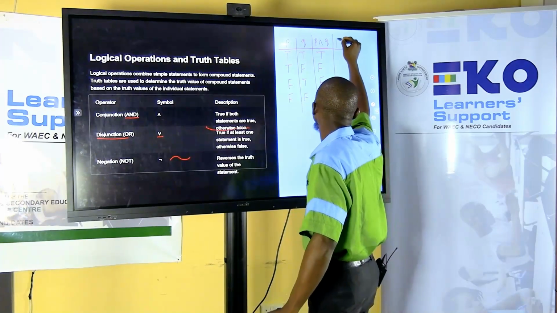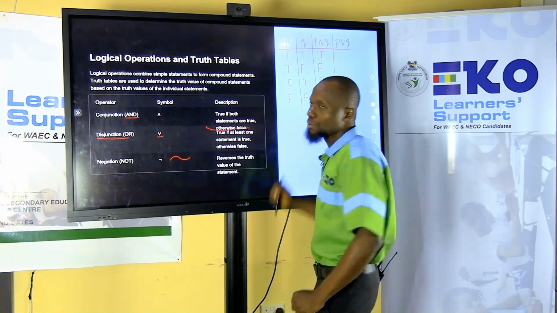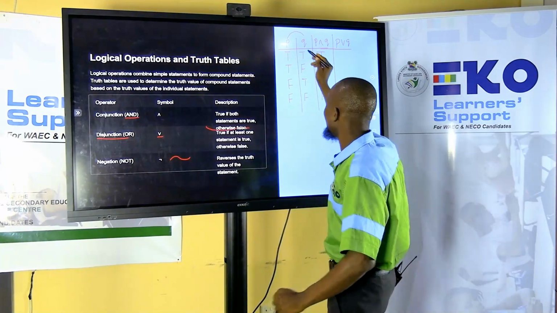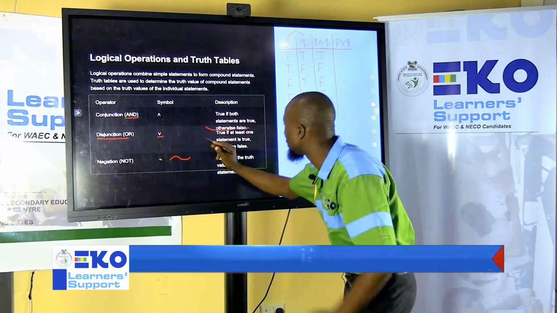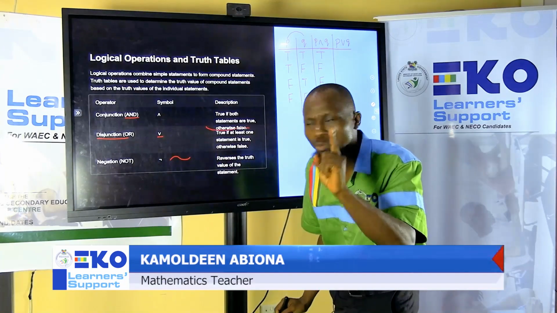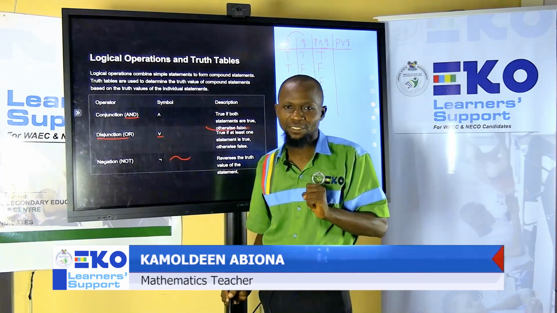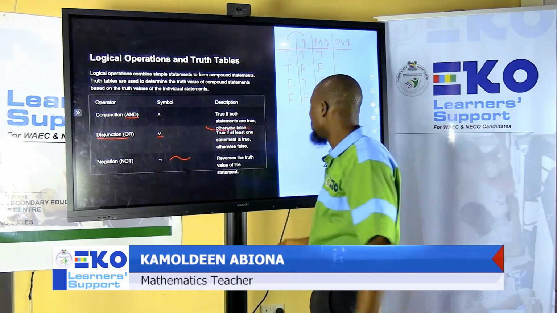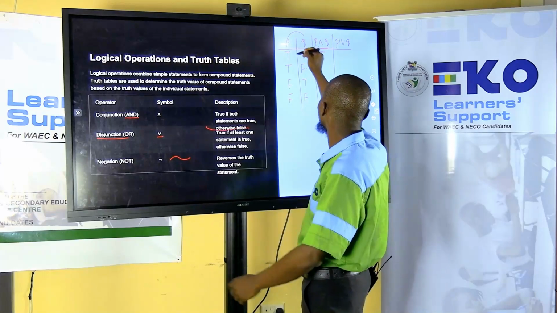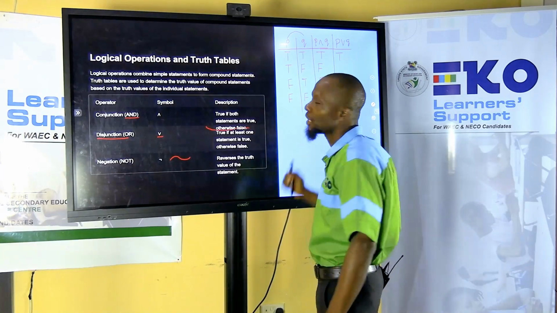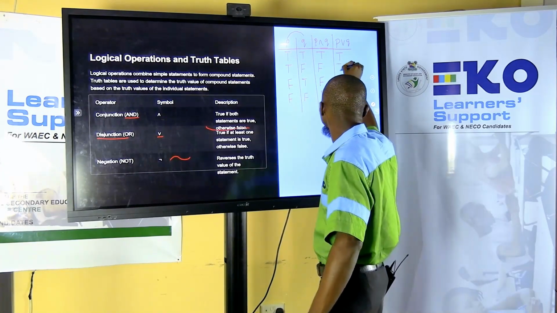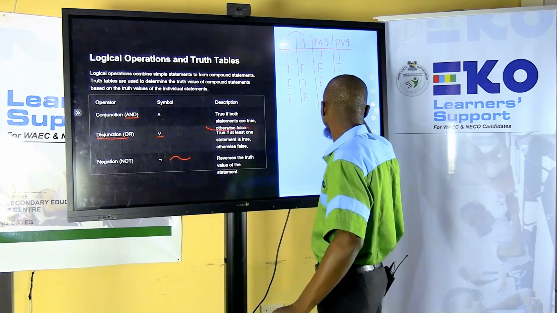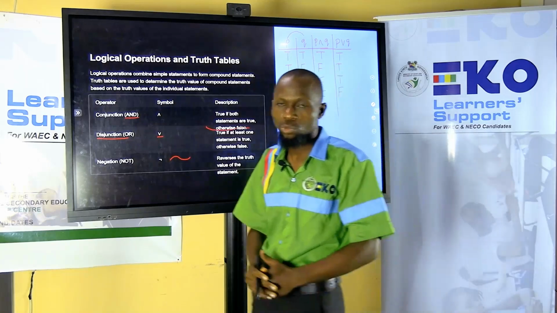Okay, how do we apply disjunction? P or Q. We are still referring to this. In this case, the rule is true if at least one of the statements is true. Otherwise, it is false. So TT, at least one of them is true. At least one is true. Both of them are false, so this is false. That's the rule.